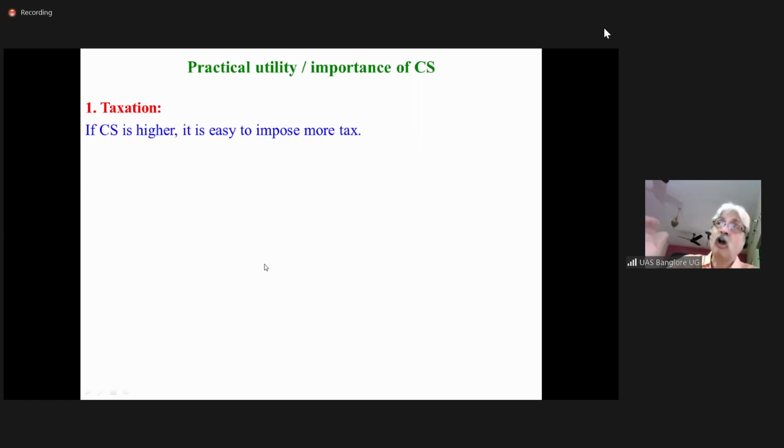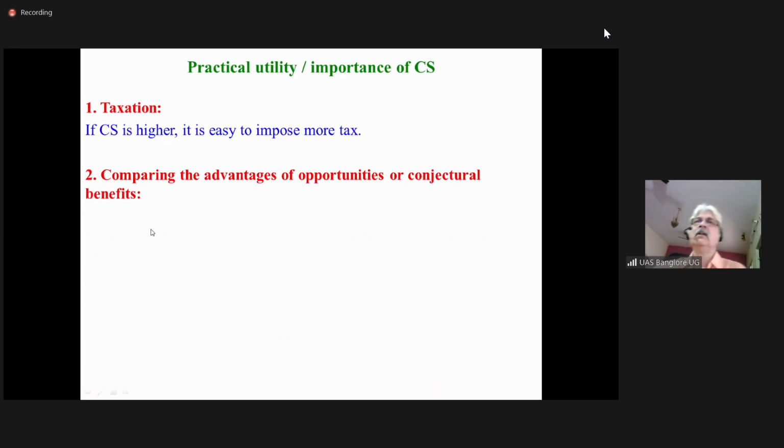Now, if the government imposes a tax of 2 rupees on each unit, then the price becomes 12 rupees instead of 10 rupees. The price increases from 10 rupees to 12 rupees. Even then, we are ready to purchase because there is a consumer surplus. So taxation can be increased. The rate of tax can be increased if there is a higher consumer surplus. This is one of the uses. Second one is comparing.